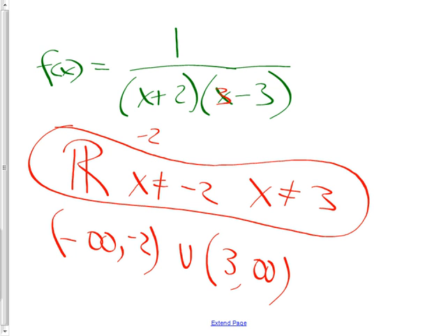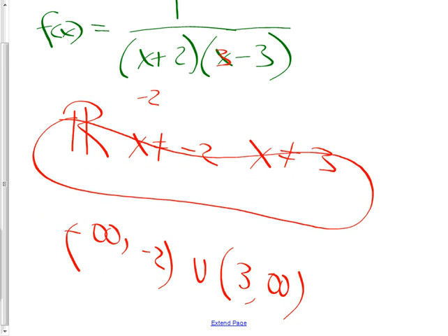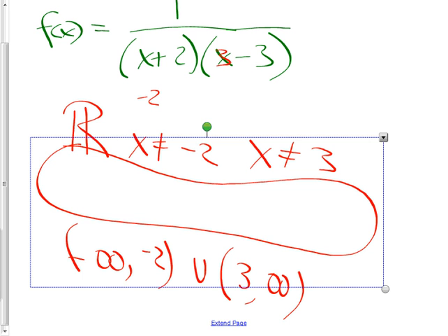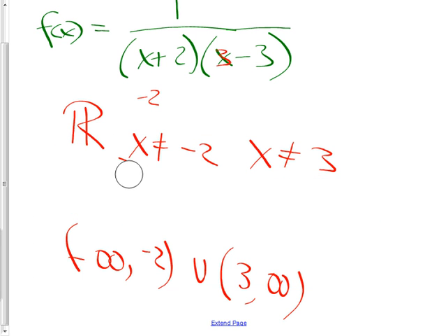I probably should have drawn the number line in between there, because some of you, I think maybe this is trying to go too fast. Okay, I'm going to write the number line in between. Maybe it'll make you understand it better.